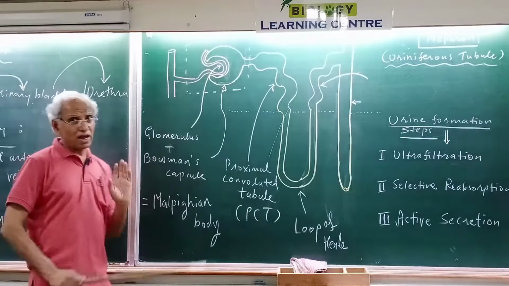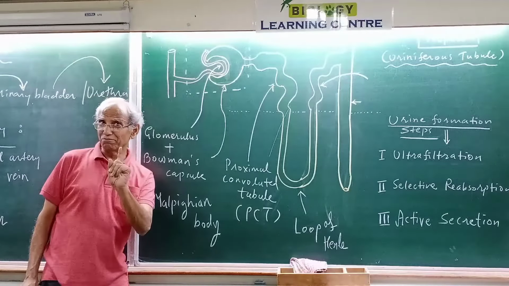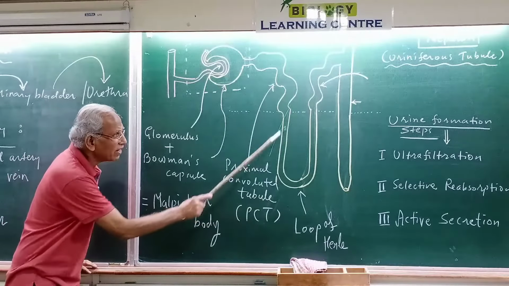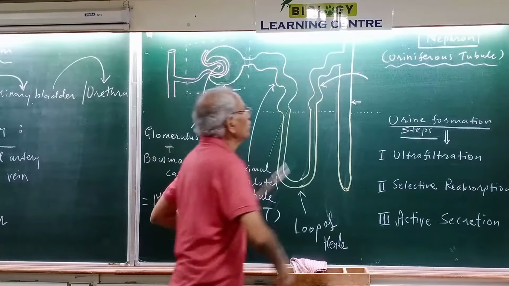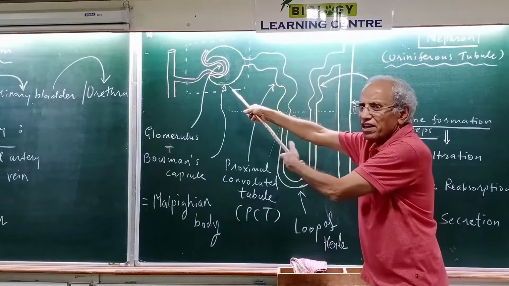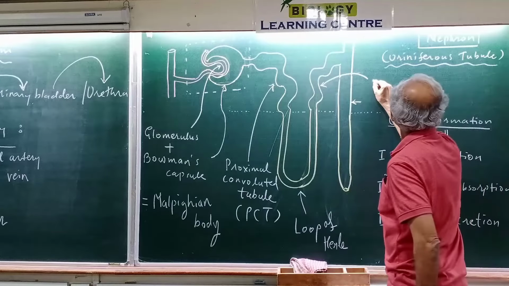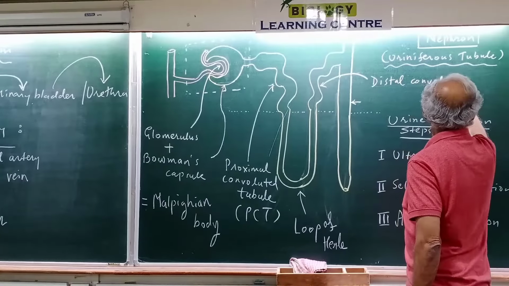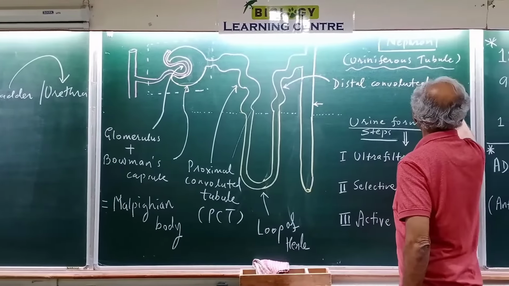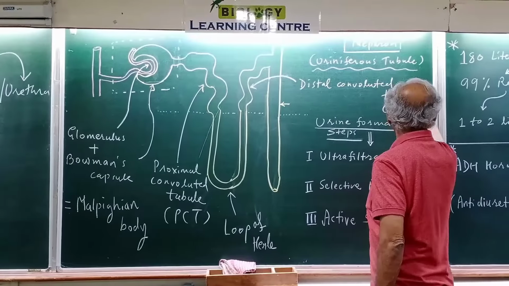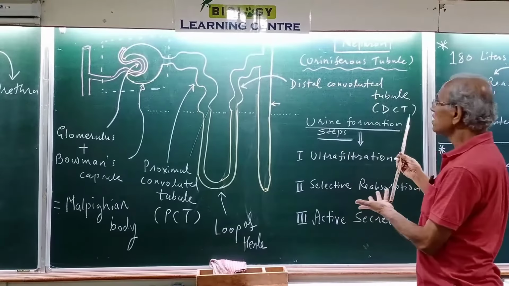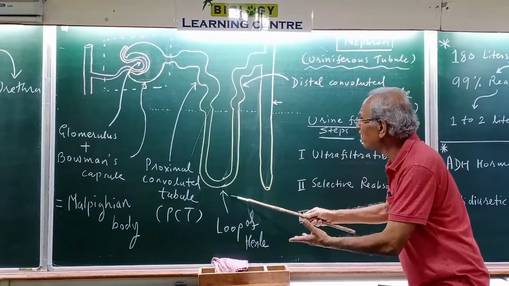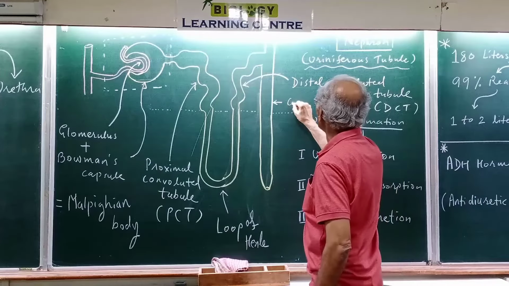So I hope you are listening and your parents are also listening. So proximal convoluted tubule is PCT, this is loop of Henle, and now this is distal convoluted tubule. Because proximal is closer here and distal is away, so this is distal convoluted tubule. And it will be abbreviated as DCT. This is PCT, this is DCT, and this is loop of Henle. So between PCT and DCT there is loop of Henle, and this is called collecting duct.